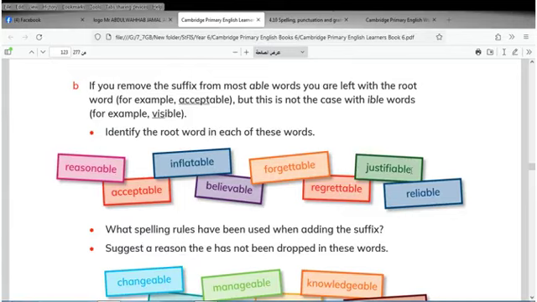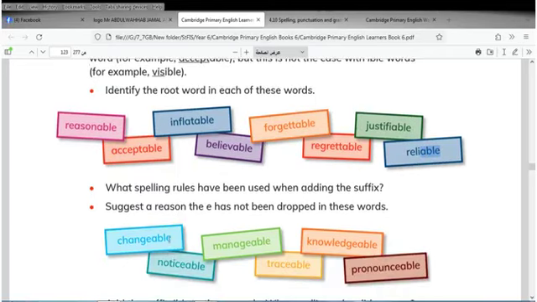Justifiable, justify, ABLE. Reliable, rely, ABLE. Changeable, ABLE, change. Noticeable, notice, ABLE. Manageable, manage, ABLE. Traceable, trace, ABLE. Knowledgeable, knowledge, ABLE. Pronounceable, pronounce, ABLE.